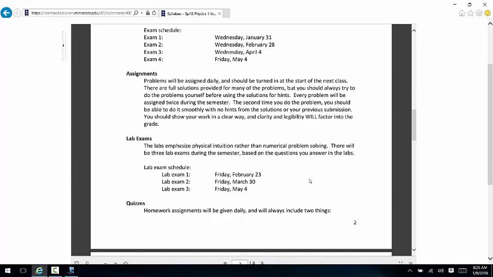Okay, the lab exams. Like I said, the labs are going to be mostly exercises in intuition about physics. And so you're going to be filling out worksheets in all the labs. And the lab exams are going to be having to do problems similar to the problems that you're doing in the labs. So to get ready for the lab exams, you just need to go back through the labs, and they'll all be posted on D2L, but you should take good notes on what you're doing for each one of the labs so you can go back and review for these lab exams.